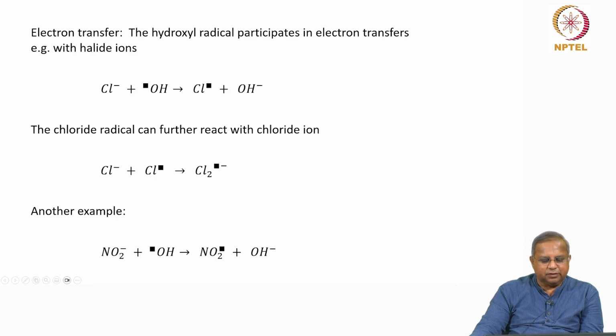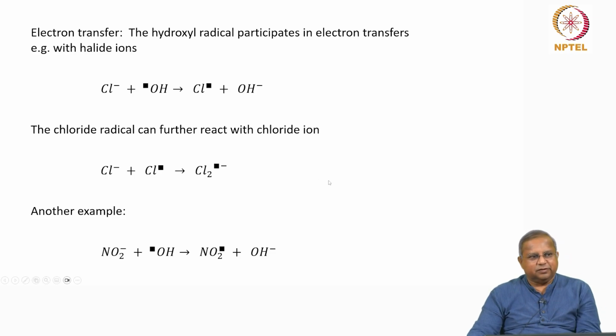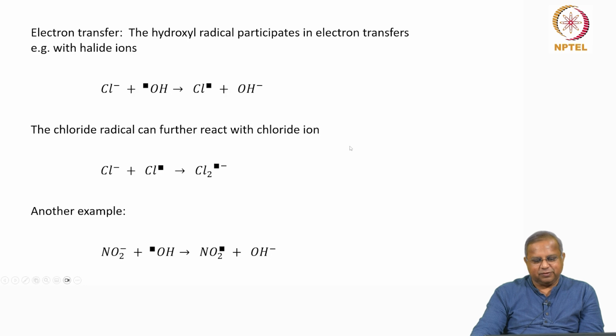Another example is that of NO2 minus interacting with the hydroxyl radical to give you the nitrite radical and the hydroxide ion. Just a view at various kinds of reactions so that you are not surprised when you come across them later. There are some radicals which are very important, which you may not have heard of at all. So, we will talk about some of those.